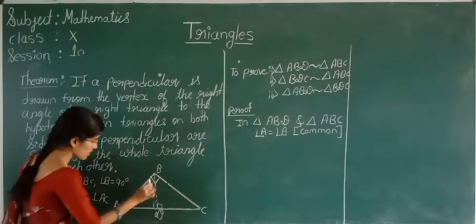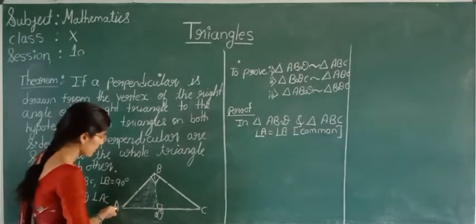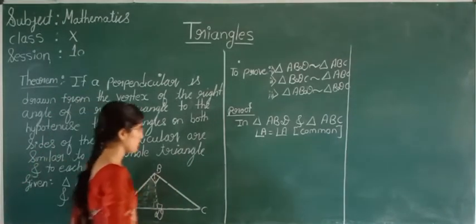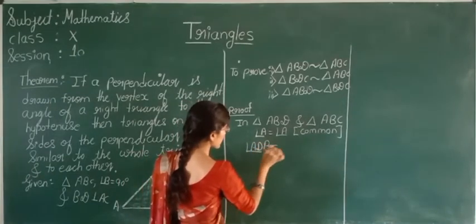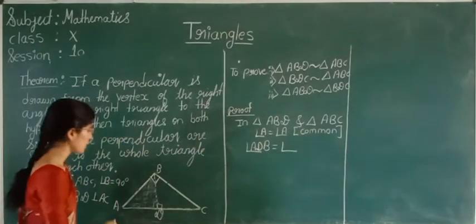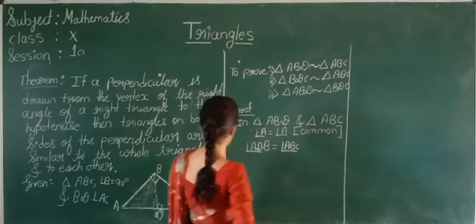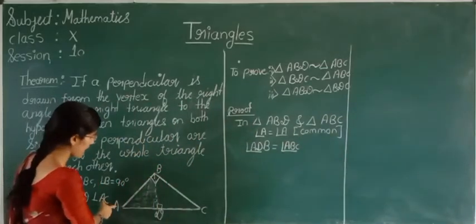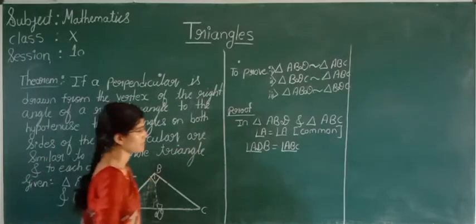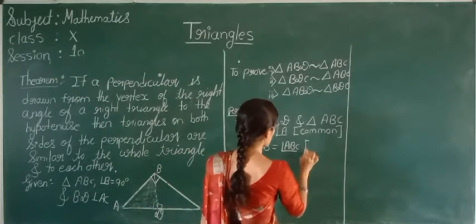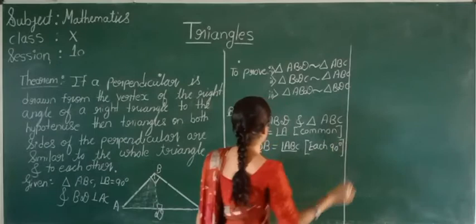Again, in this triangle and the big triangle, what is the same? Angle ADB is equal to angle ABC. Now, what is the reason for this? Each is 90 degrees.